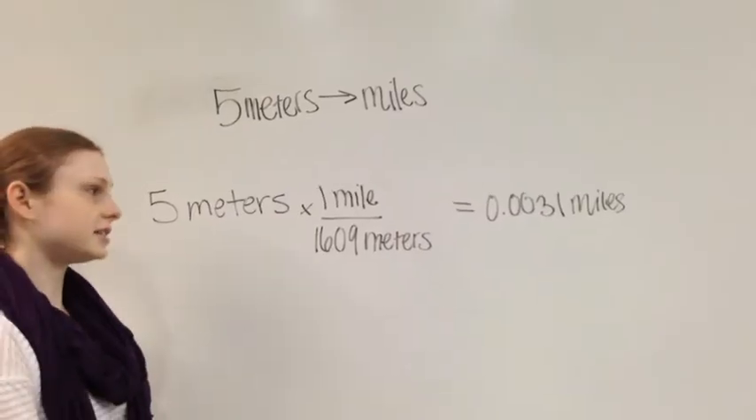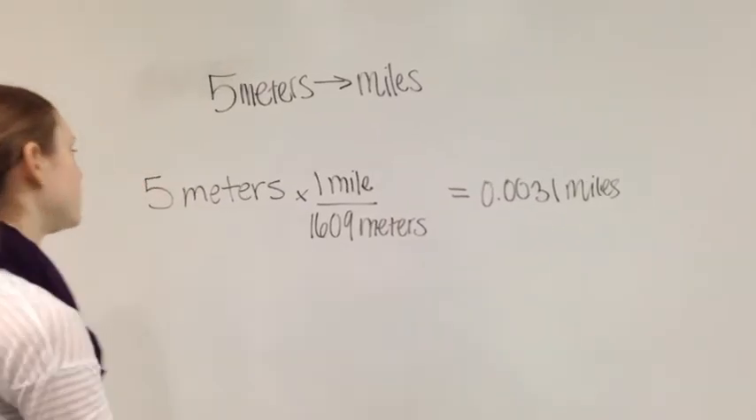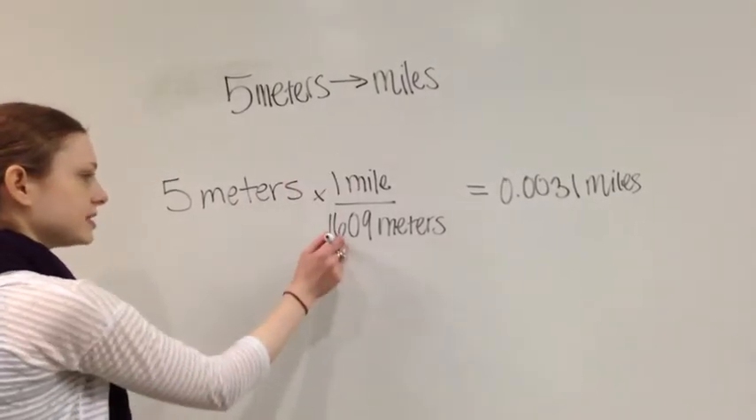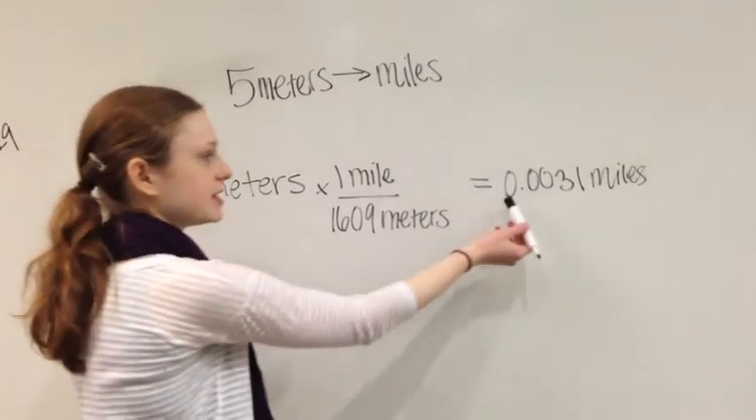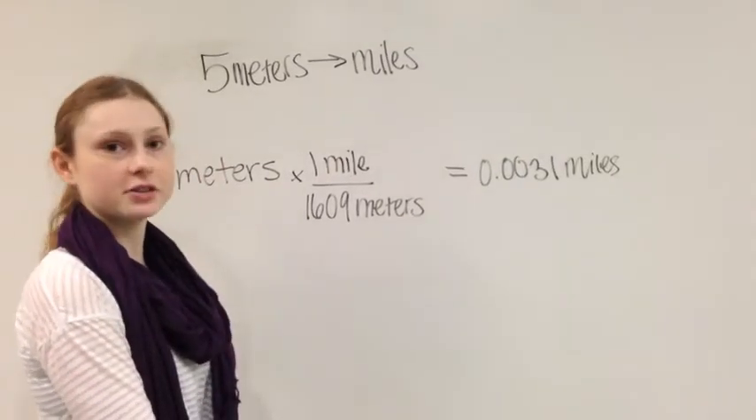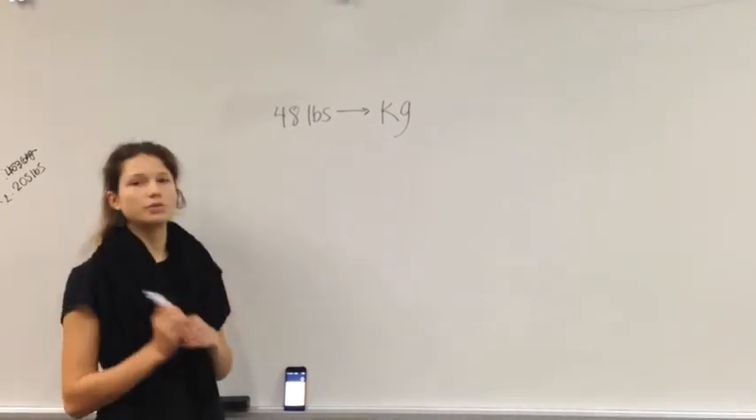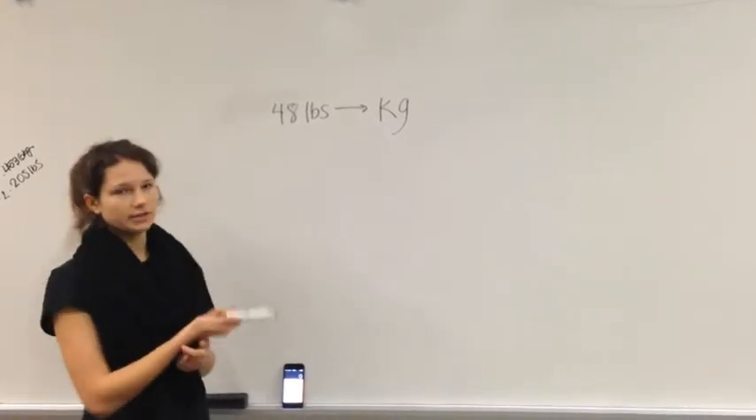There is in fact an easier way to do this conversion. We could have done 5 meters times the fraction of 1 mile over 1609 meters, which gave us the same answer, being 0.0031 miles. An example of unit conversion with weight would be 48 pounds to kilograms.